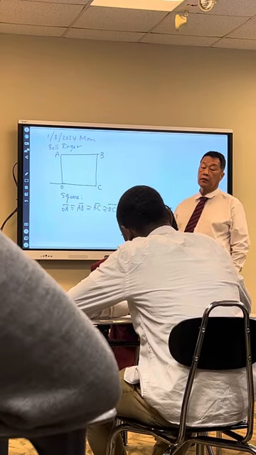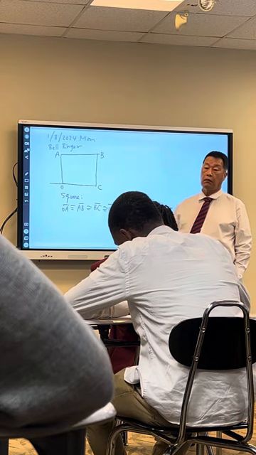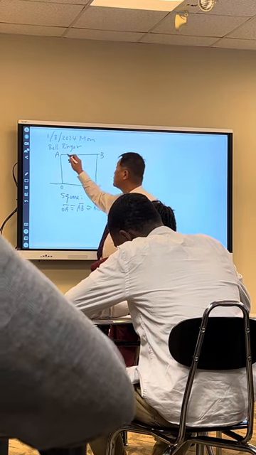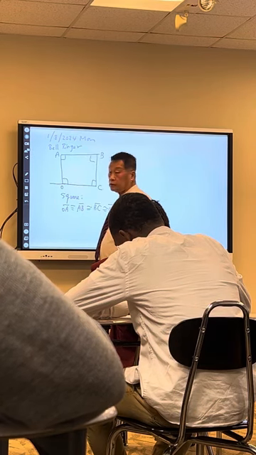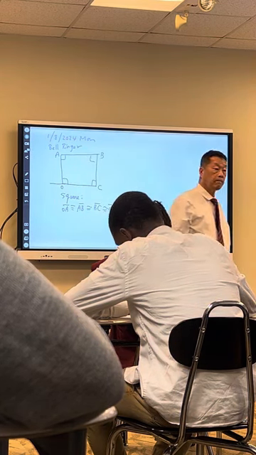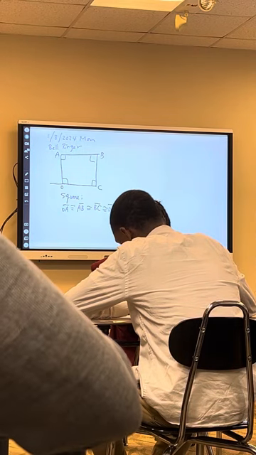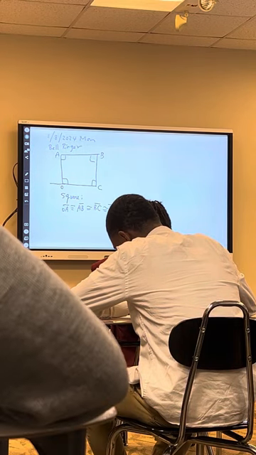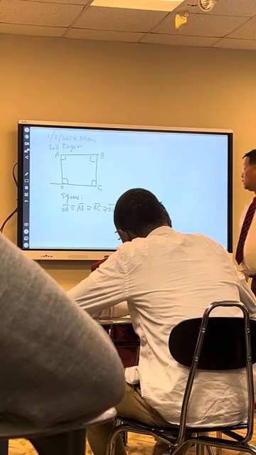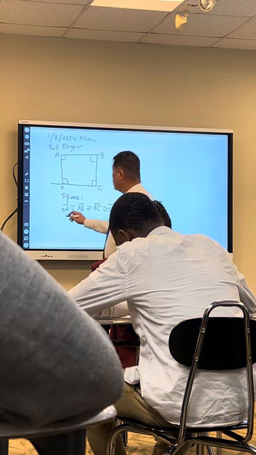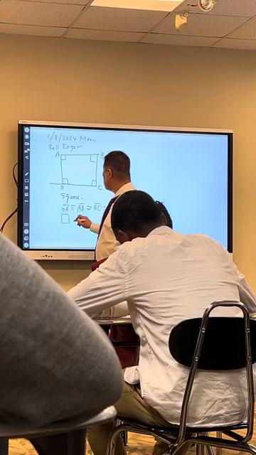All sides are congruent to each other. And then all angles are what? 90 degrees. 90 degrees. This square, OADC, is a big square, right? What is the area of OADC?